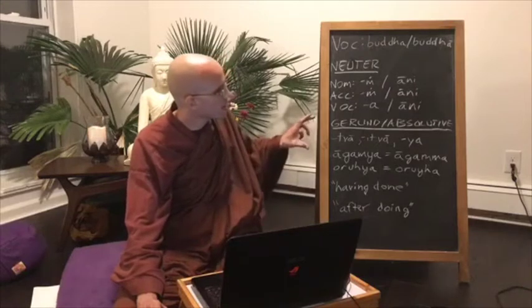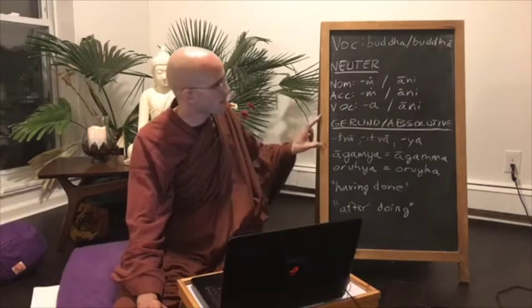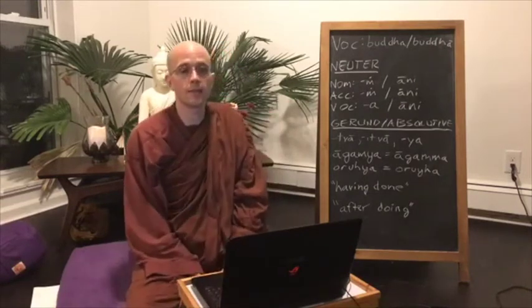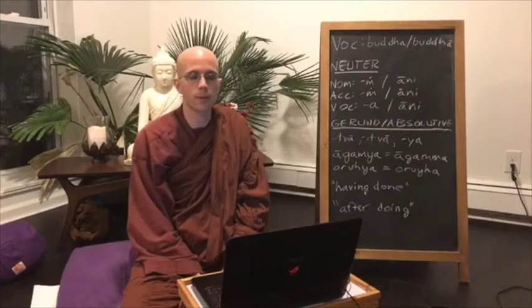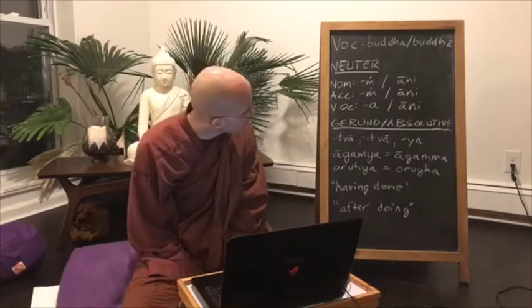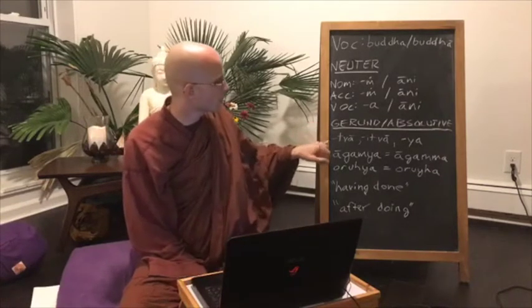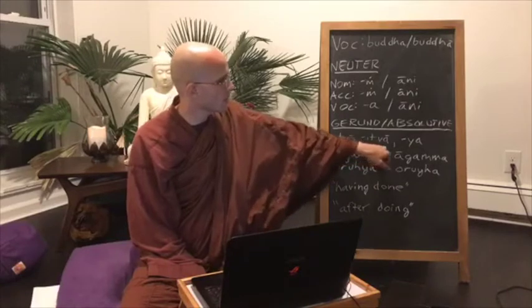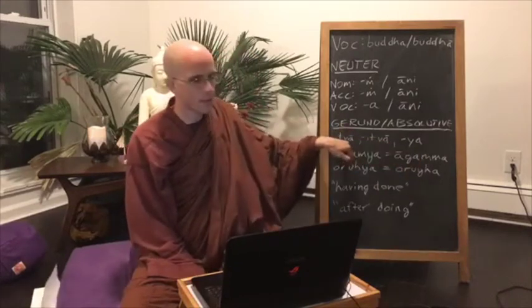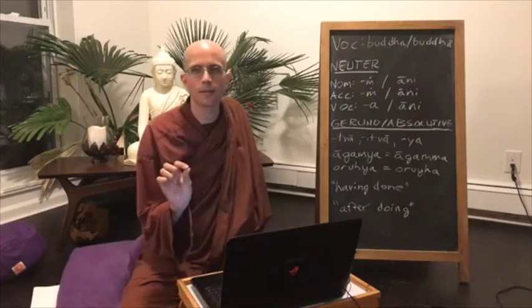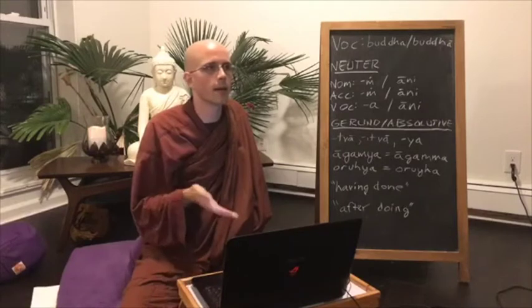Okay, so now we'll look at the gerund or absolutive verb tense. Previously we've only looked at a single verb tense, which is the third person present tense, singular and plural. Now we're going to look at the absolutive form, which uses the suffixes tvā, itvā, or ya. So tvā is probably the most common. For example, datvā means having given or after giving.